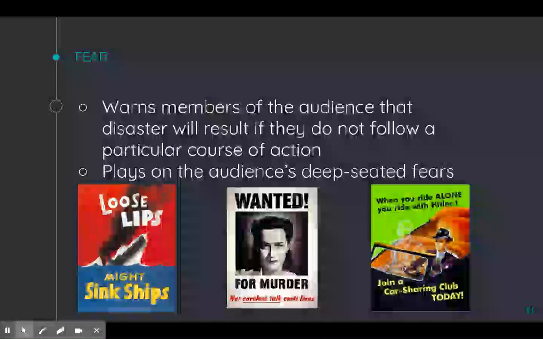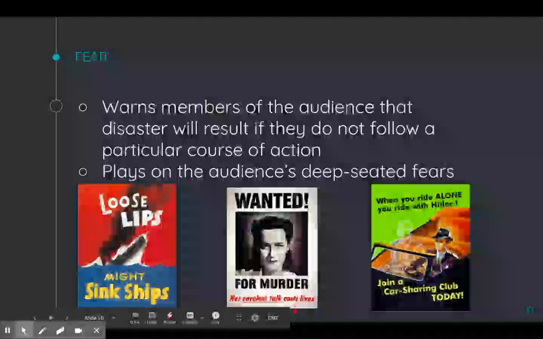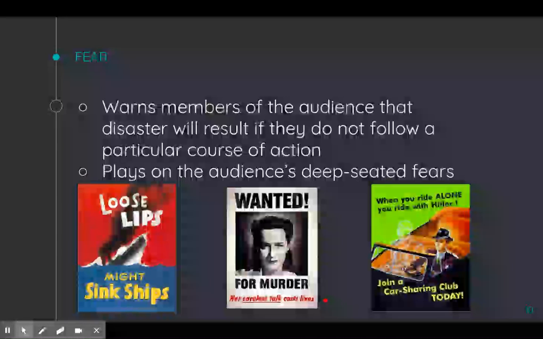Next, you have fear. Fear warns members of the audience that a disaster will result if they don't follow a particular course of action, and it usually plays on audiences' deep-seated fears. These are all examples from during the war. We talked about the "when you ride alone, you ride with Hitler" piece before. Here's one: wanted for murder, her careless talk cost lives. There was a big push to not divulge any information that could potentially damage the war effort. They put out a lot of these ads that made you fear that if you said something, you were going to cost the soldiers their lives, right?